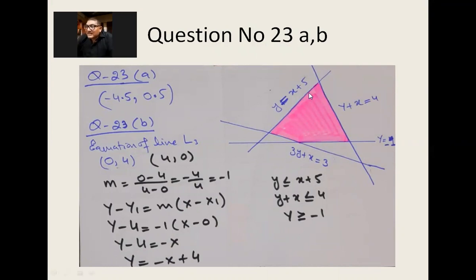This line here is y plus x equals 4. This line here is y equals -1. This line here, whose name is line 2, is 3y plus x equals 3. And this line here is y equals x plus 5. So these are the 4 lines, and this is that region. Let me show you how the inequality is written.